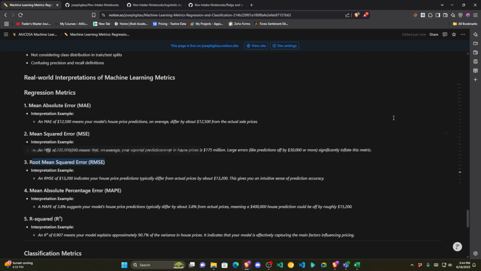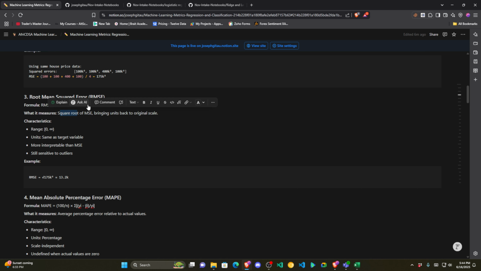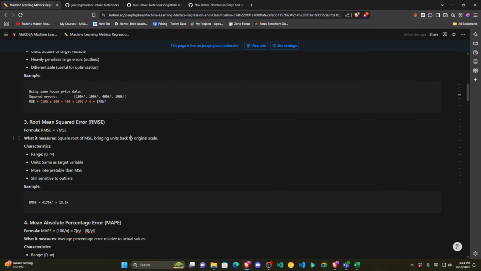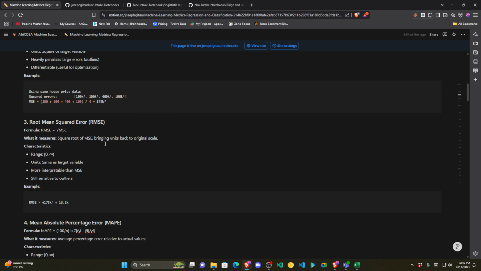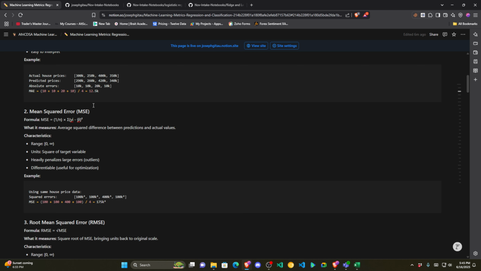And then we've got the root mean squared error. So for the root mean squared error, what does it measure? It measures the square root of the MSE, so what we had at the top over here, bringing the units back to the original scale. And when we say it brings the units back to the original scale, we are saying that it's bringing the units back to a scale that is similar to the mean absolute error that we have. Okay, so if we find the square root of this, we get 13.2k. You can see 13.2k is close to what we have over here in the 12.5k.